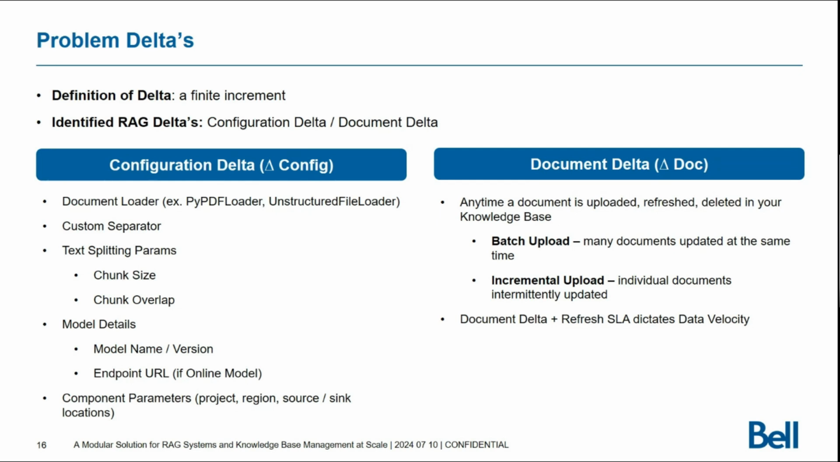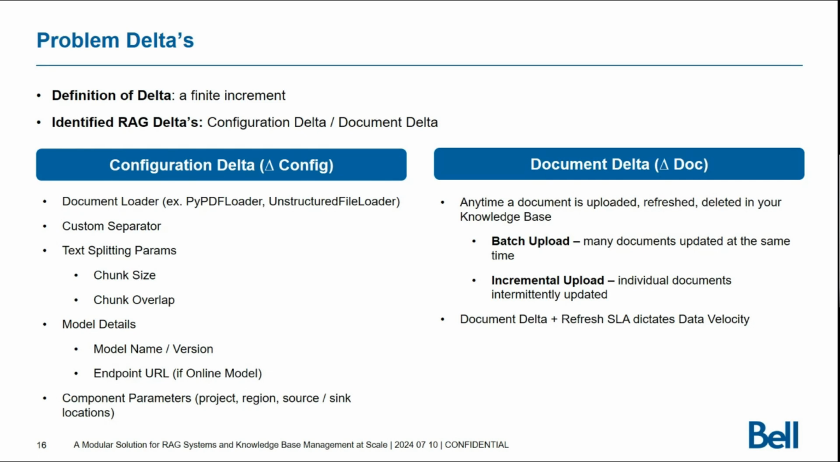And the second delta that can really change in your system is your document delta, which is really any time you have a change in the knowledge base. So anytime a document's uploaded or changed in your knowledge base. It could be a batch upload. Documents could be updated, again, intermittently. And if you combine your document delta with your SLA that we mentioned on the previous slide, it kind of dictates your data velocity, right? How fast you require these documents to move through your pipeline and be reflected in your knowledge base and vector database.